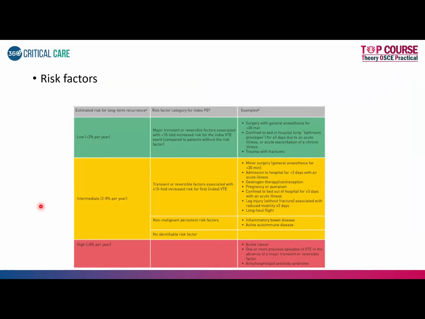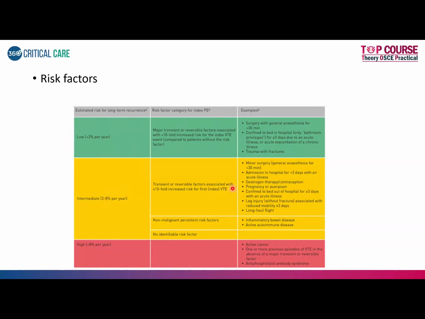What are the risk factors? A lot of people are confused about the risk factors, whether it is low risk or high risk. This has been defined by the AHA guidelines. The low risk factors for pulmonary embolism are the major transient or reversible factors associated with more than a 10-fold increase in the risk of venous thrombosis. Examples are surgery with general anesthesia for more than 30 minutes, confinement to bed in the hospital for more than or equal to 3 days due to acute illness or acute exacerbation of a chronic illness, and trauma with fractures. This is low risk.